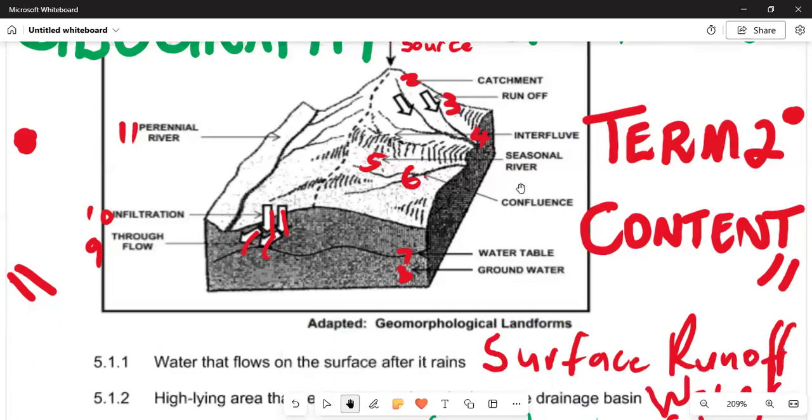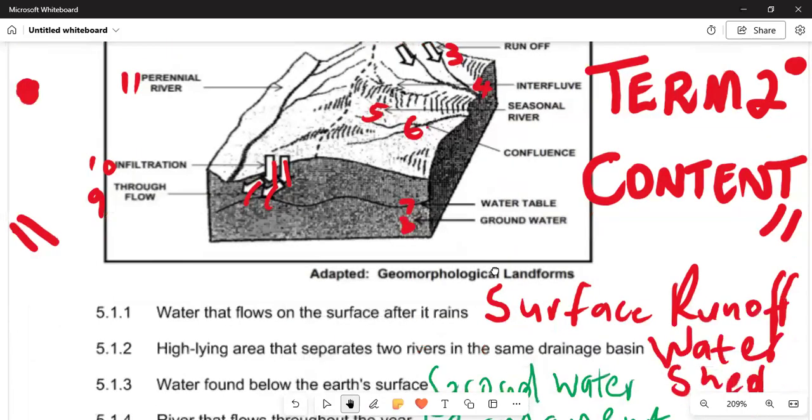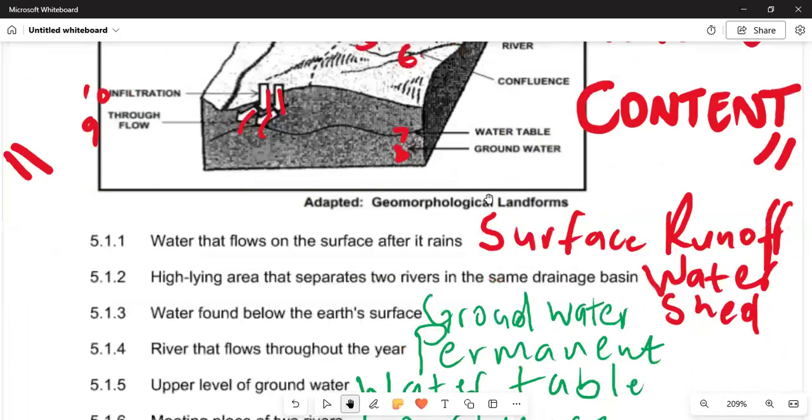All right. Then moving on to the questions that we are given in 5.1.1. The statement is given to say water that flows on the surface of the land after it rains. It is called the surface runoff. Remember, when it rains, there is water that would be flowing and it would flow on top. That is why we are saying that is a surface runoff.